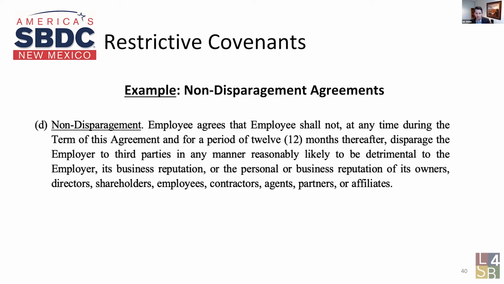Most of the non-disparagement agreements I do are bilateral, reciprocal. Both parties agree not to disparage the other, but this is one where the employer insisted, I want the employee to not disparage me, but I don't want to have that same obligation, which means problems abound if you try and enforce something like that. I told this client there's a good chance this one will not be enforceable for that reason. Courts don't like obligations that aren't reciprocal, but here's a non-disparagement agreement.